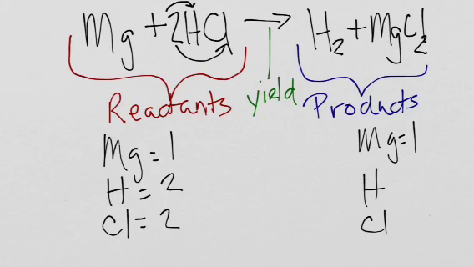How many hydrogens do I have? I have 2 of them because there's a small little 2 there. How many chlorines do I have? I also have 2. So do these numbers line up? 1 is equal to 1. 2 hydrogens are equal to 2 hydrogens. 2 chlorines are equal to 2 chlorines. This equation follows the law of conservation of matter.